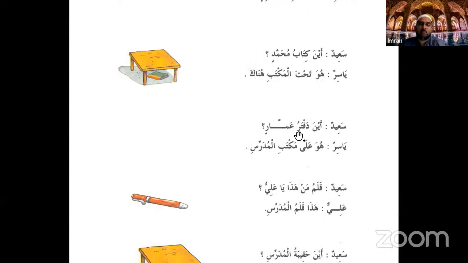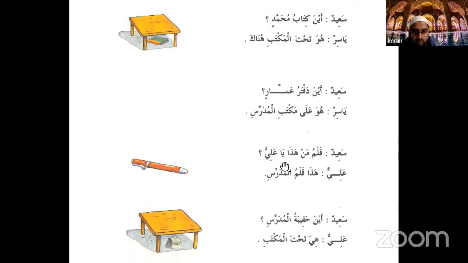Aina daftaru Ammarin? Where is Ammar's notebook? As the notebook is masculine, we use the pronoun huwa to refer back to the notebook. Huwa ala maktabil mudarrisi. It is under the teacher's desk. Here, the word maktabi is getting a kasra because of ala. If ala wasn't there, it would be maktabul mudarrisi, the teacher's desk.